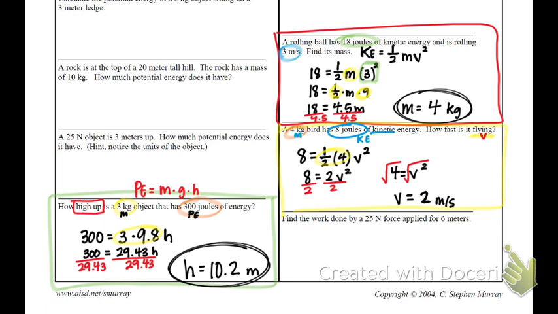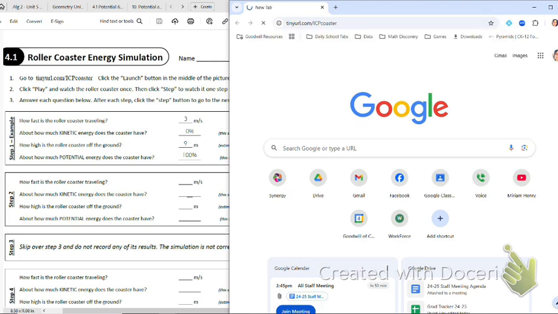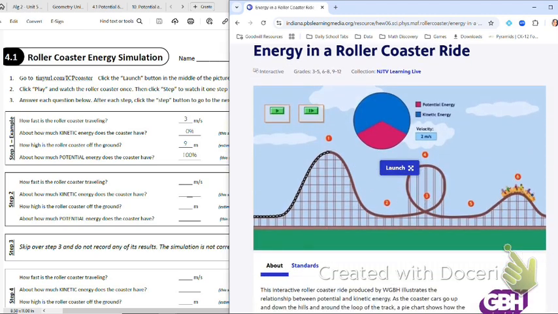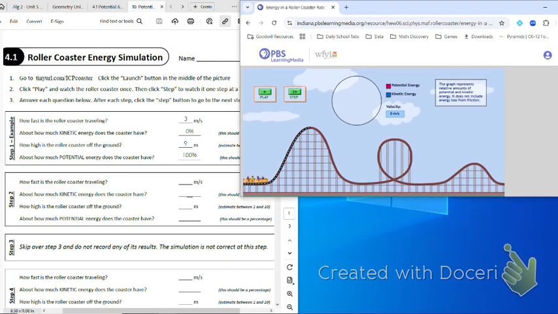Questions about potential or kinetic energy? You're going to type exactly what it says here, tinyurl.com/ICP coaster. I'm also going to pull it up on the screen. So this asks you to find, they did the first one for you. Click play to watch this roller coaster once.